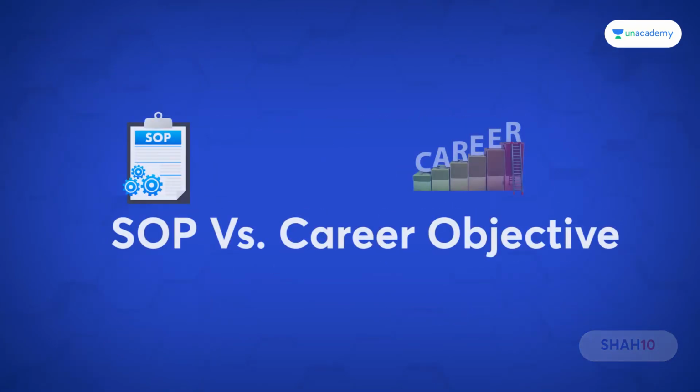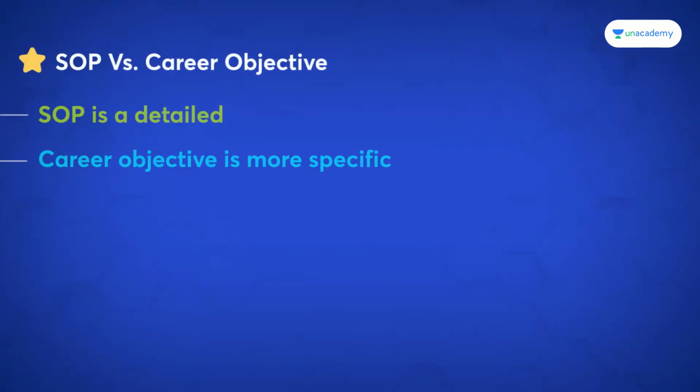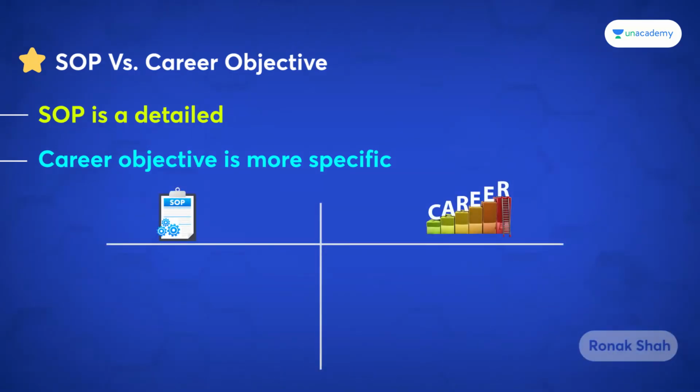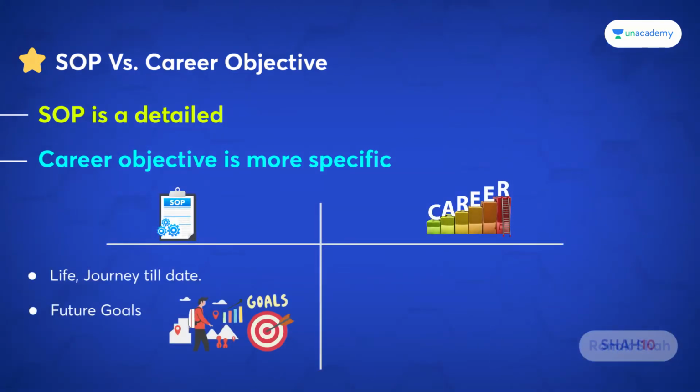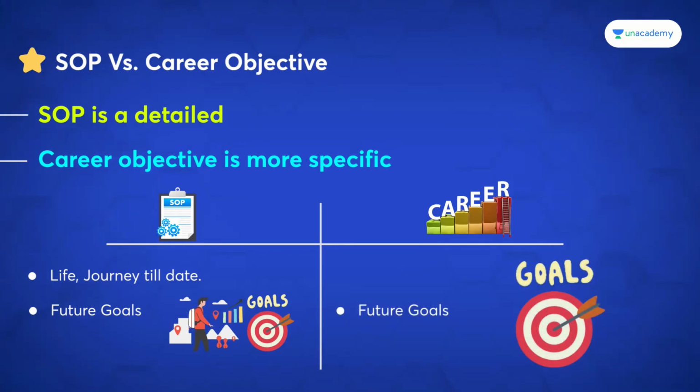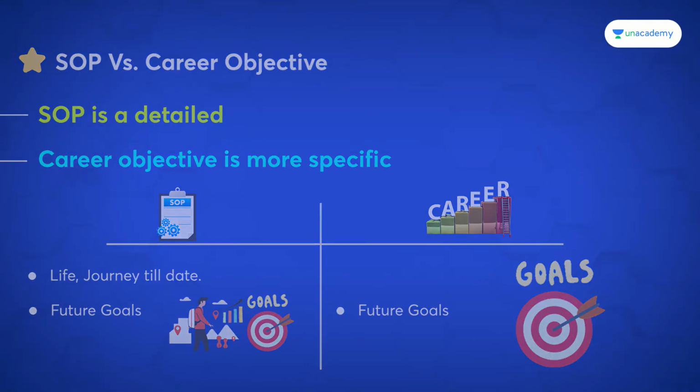Now let's understand the difference between the answers to statement of purpose and career objective. As displayed on the screen, in terms of length, SOP is a slightly more detailed essay, while career objective is more specific and short. In SOP, you talk about your life or journey till date and then talk about the future goals and how this MBA program will help you to achieve that. While in career objective, you mainly focus on the future goals and align it with your decision to choose the MBA program. So that's the reason SOP is slightly more detailed.